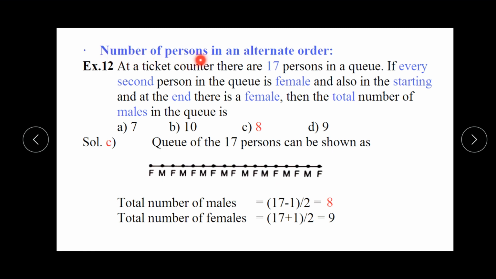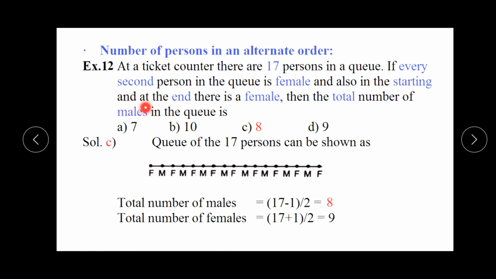The next type is the number of persons in an alternate order. Alternate order means the persons are available on alternate positions. At a ticket counter, there are 17 persons in a queue. Queue means row, line. If every second person in the queue is female, F is here, the next position female is not there, at the next position female is there. It means alternate order.